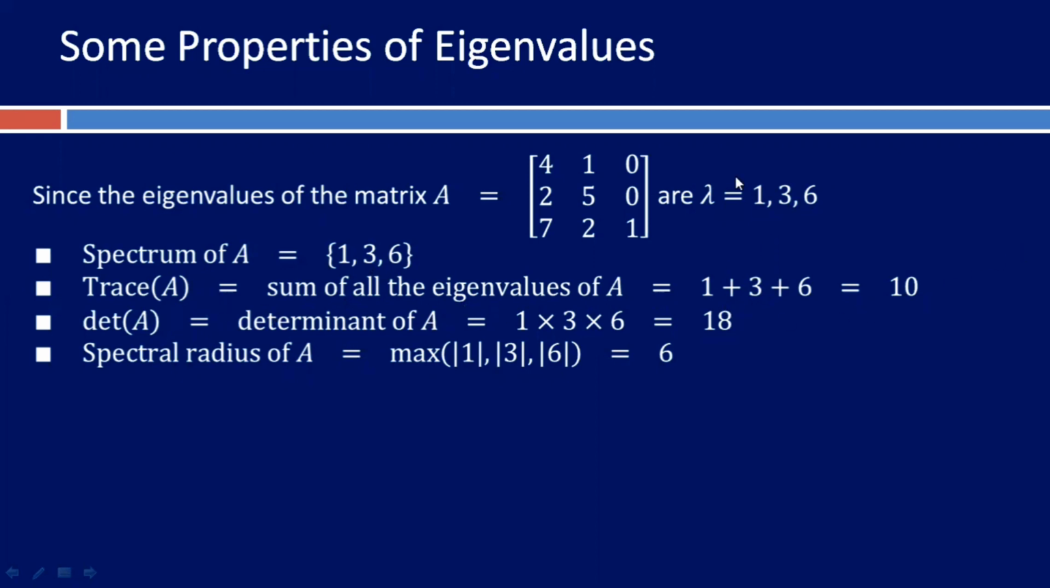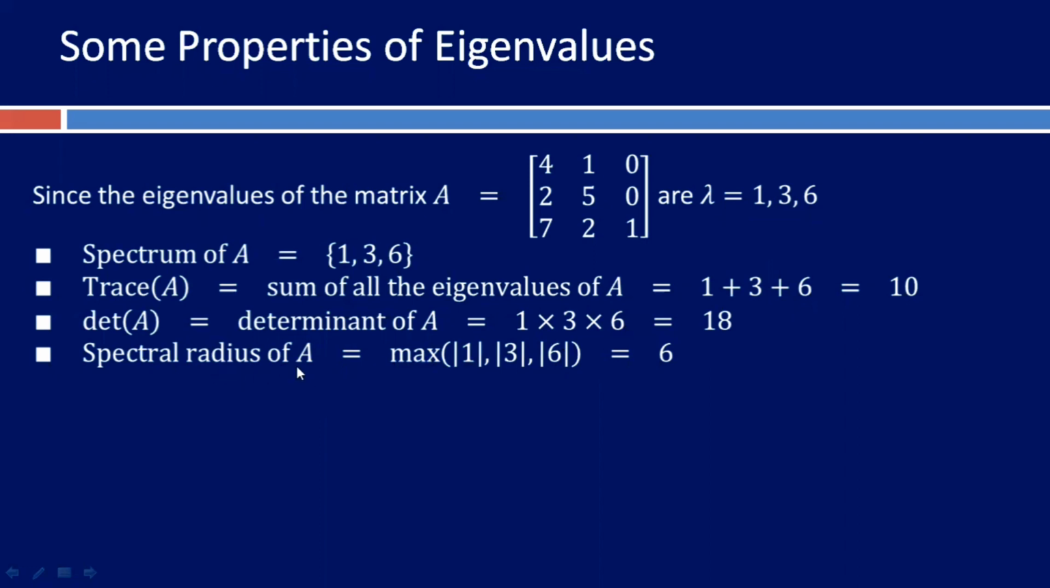The determinant of A is the product of all these eigenvalues, as we determined using the formula on the previous slide. So lambda 1 multiplied by lambda 2 and multiplied by lambda 3. Lambda 1 is our first eigenvalue, and it is 1. Lambda 2 is our second eigenvalue, and it is 3. Lambda 3 is our third eigenvalue, and it is 6. So the determinant of A is equal to 1 multiplied by 3 and multiplied by 6, which is equal to 18.